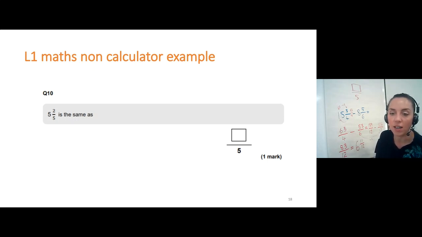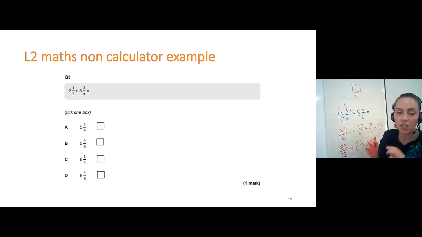So that is non-calculator. Here's a level 2 maths non-calculator example. So this is a good example of what I was just saying. Even if you didn't quite get there, quite often in these scenarios you get multiple choice answers. So if you're very, very close to something, the chances are that's the answer. But this again is worth 1 mark.